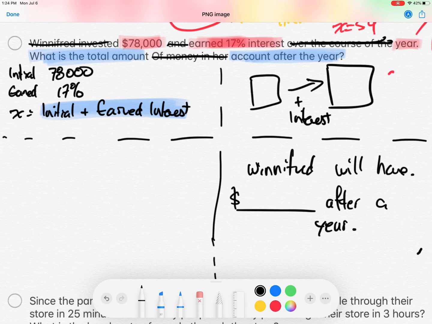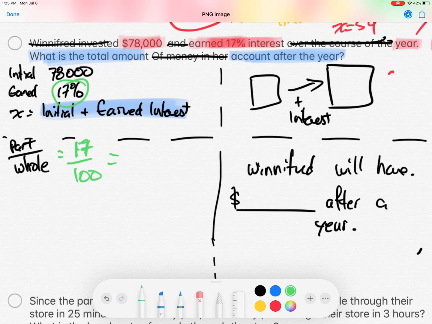Now let's jump into it. Let's do our whole part over whole. So what is the part? Well, the part is our 17%. So I get 17 over 100 is going to equal.